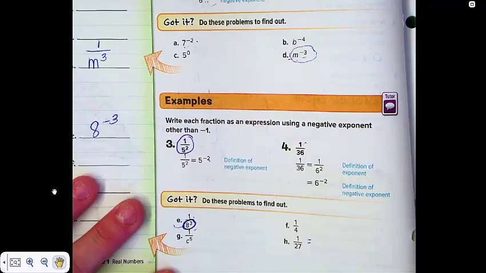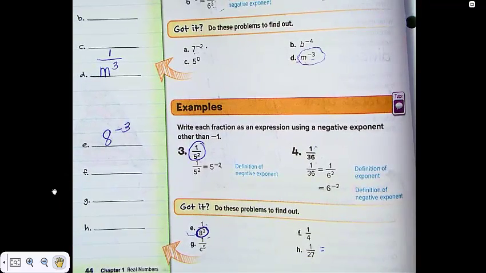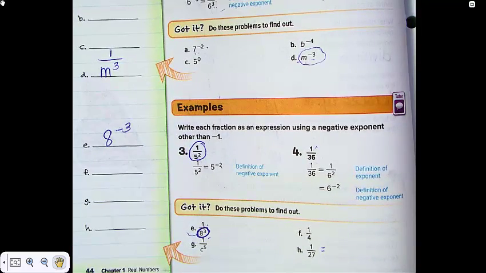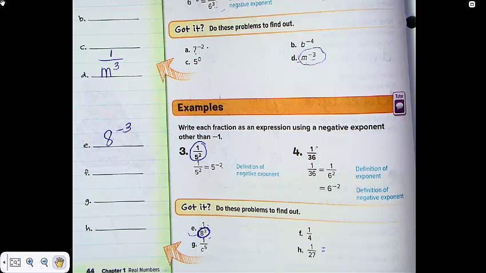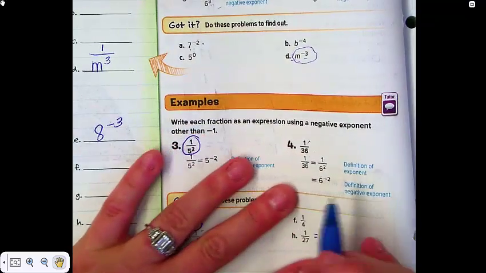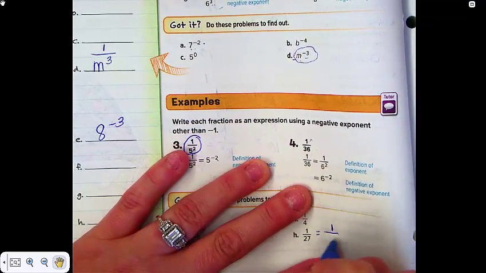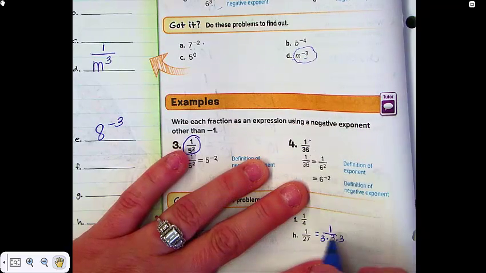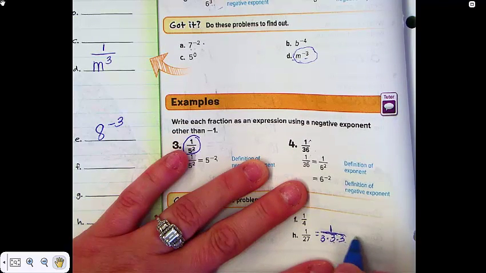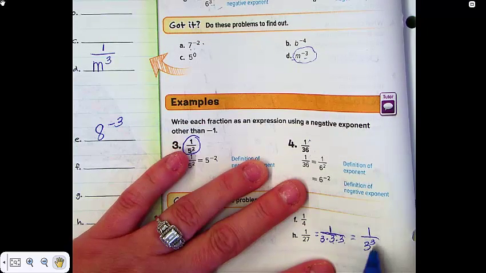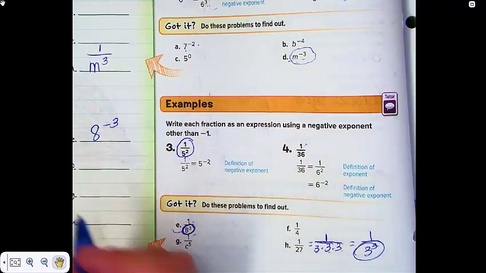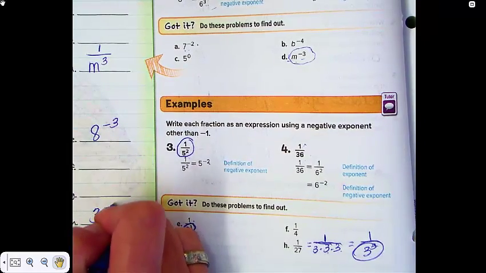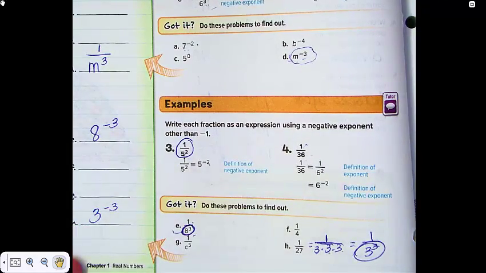27. Well, if I think about 27, what numbers multiply to give me 27? I can do 3 times 9, and 9 is a factor of 3, so I can do 1 over 3 times 3 times 3. So how many 3's did I have? I had 1, 2, 3 3's. So that's the same as 3 to the third. So now I can take this and write it with a negative exponent of 3 to the negative third. Okay?